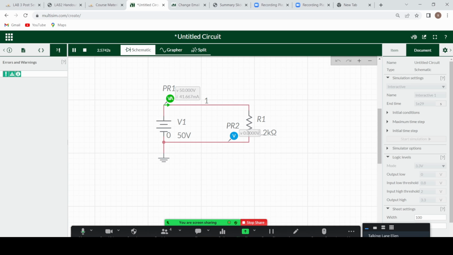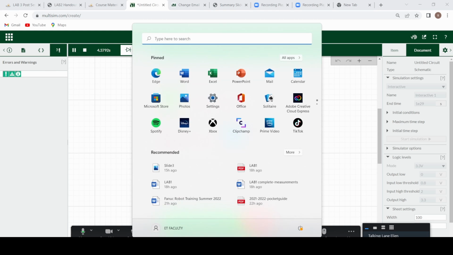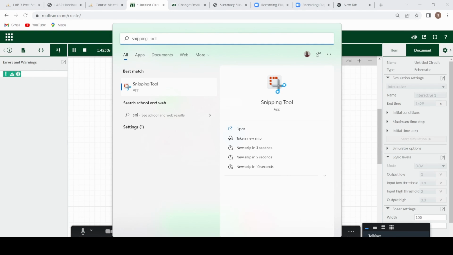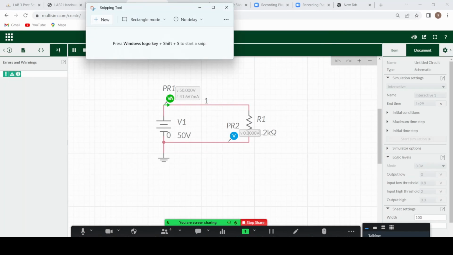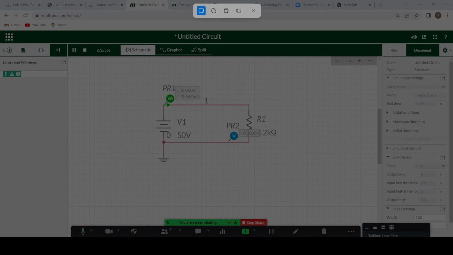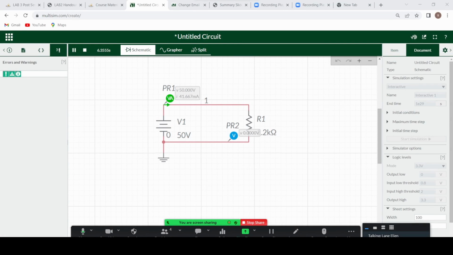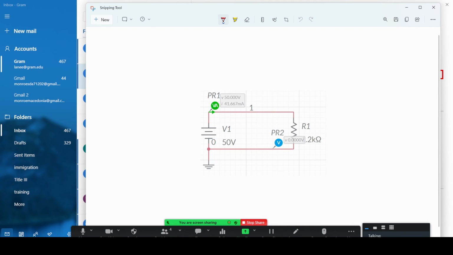So you are going to then take a screenshot of this. How do you do that? You just press your Windows button, or however you do your screenshots. I like to use the snipping tool, and you just do a new snip so you can get all your information. And this is what you're going to put in your datasheet. So let's copy this here.